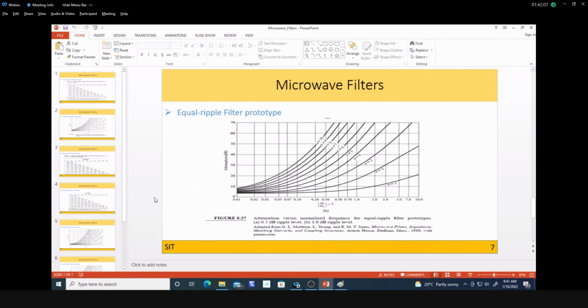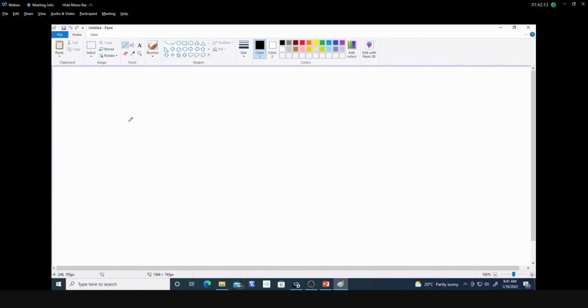So now the filter transformation. As I said, it is a scaling. We have already seen the low pass filter type, maximally flat or equal ripple level, where we have the normalized design having the source impedance of RS equal to 1 and omega c equal to 1 radians per second.